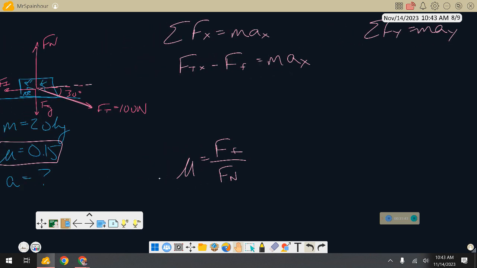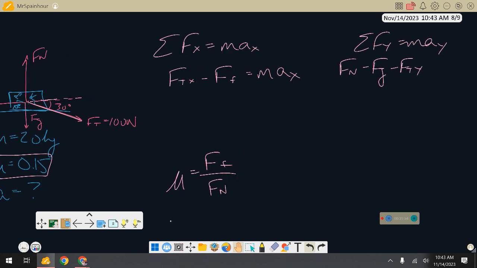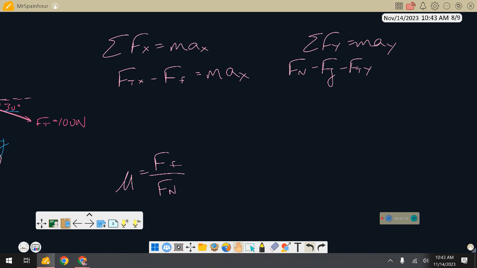All right, what are the sum of forces in the y? Fn minus Fg minus Fty. And is it accelerating in the y? No. So that cancels, and the whole thing's equal to 0. And if I do my algebra on this, what you'll notice is this is the exact same thing as the bell ringer that we did today. All right, how do we get force of gravity?